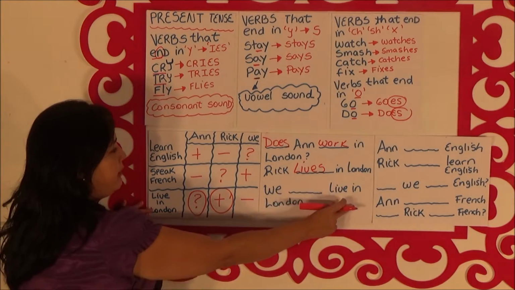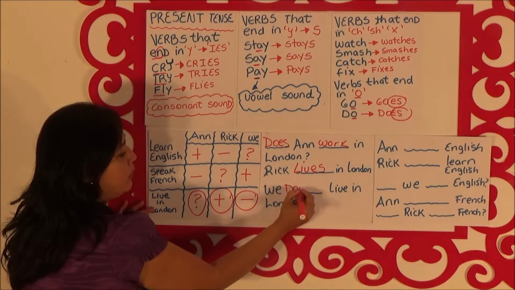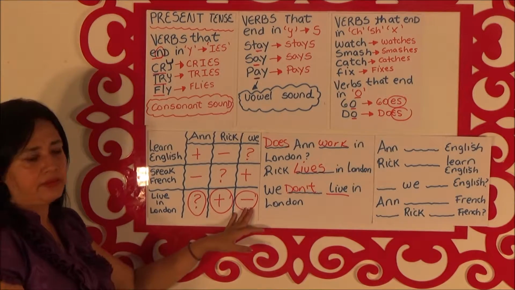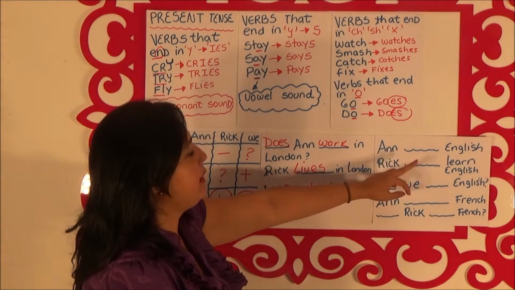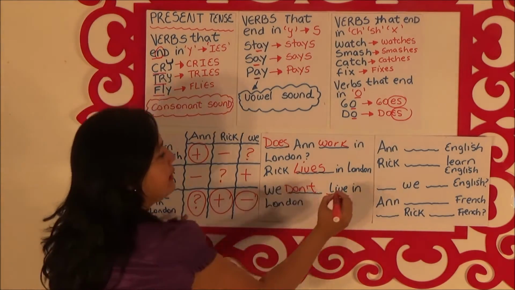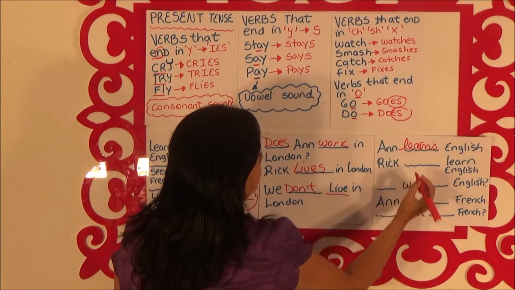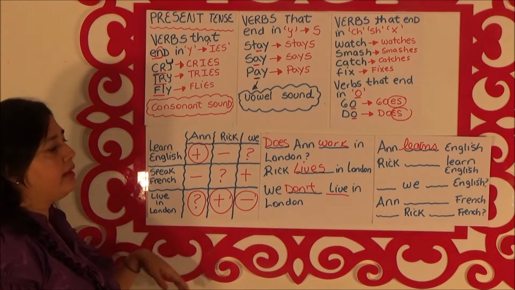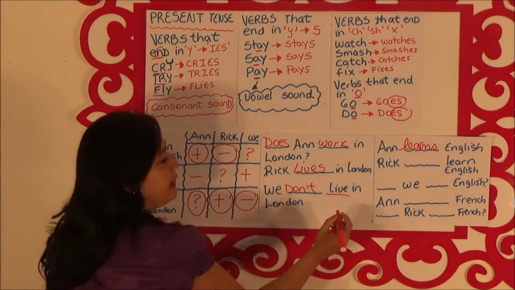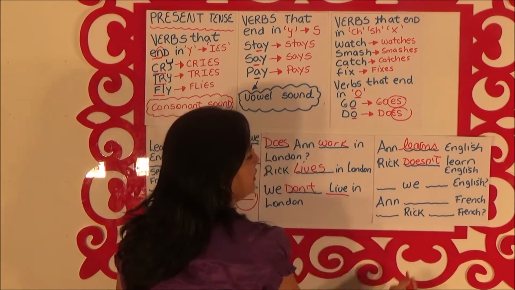We live in London, we have negative. We don't live in London, because it's negative. Now, what happened with English? We have affirmative: Anne learns English. Rick learns English. But have a look, it's negative: Rick doesn't learn English.